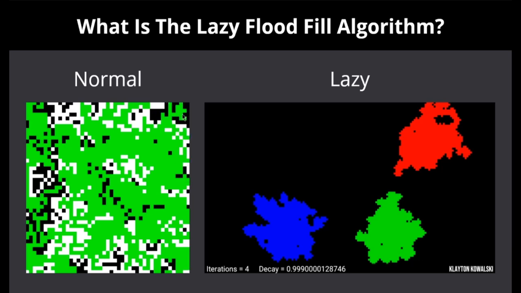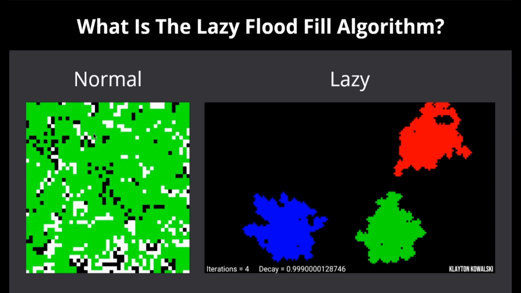For example, most paint programs offer a flood fill function where the user can fill an area with some new color. The animated GIF on the left side of the screen shows the algorithm in action.